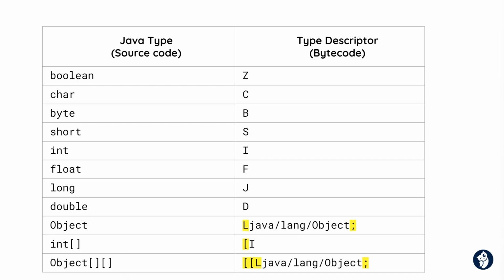This table lists the type descriptors used for Java primitive types, class type, and one-dimensional array and two-dimensional array. There is an uppercase letter for each primitive. When specifying the type of a class, we need to type its fully qualified name with the packages linked by a slash, preceded by an uppercase L, and followed by a semicolon. To describe an array of any type, use one or more left square brackets.